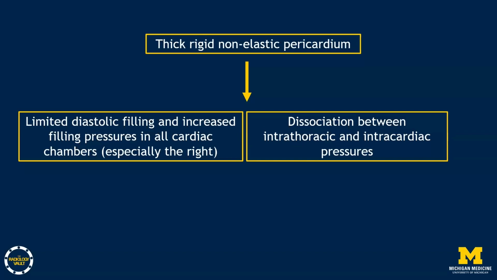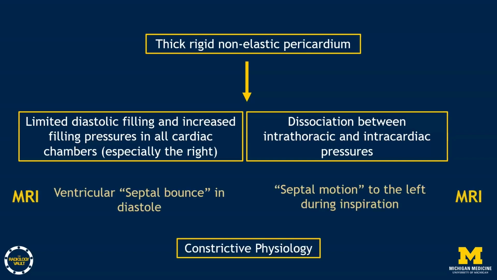A thick, rigid, non-elastic pericardium will cause limited diastolic filling and increased filling pressures in all cardiac chambers, especially on the right. It will also cause dissociation between intrathoracic and intracardiac pressures. This will result in two signs on MRI imaging that would indicate constrictive physiology. These two signs are ventricular septal bounce in diastole and septal motion to the left side during inspiration.